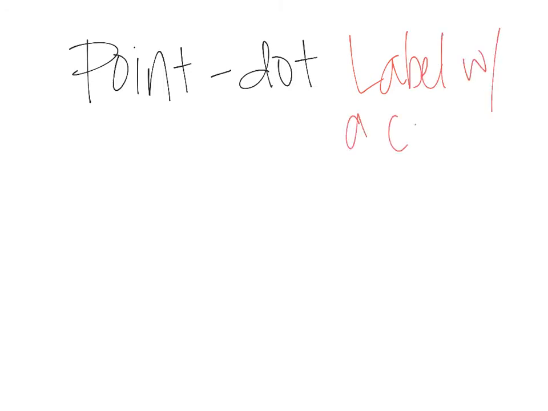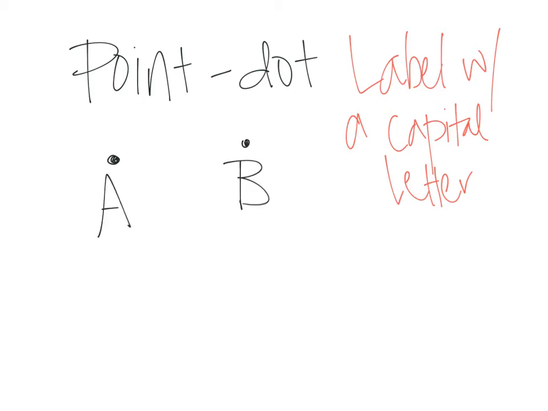And a point is exactly what you think it is. It is a dot. And we label points with a capital letter. Okay, so it's really as simple as this is a point and I call it A. This is a point and I call it B. We do not label them with lowercase letters.